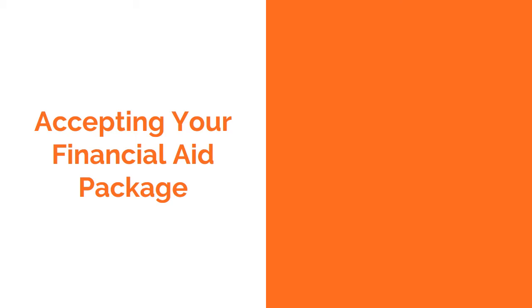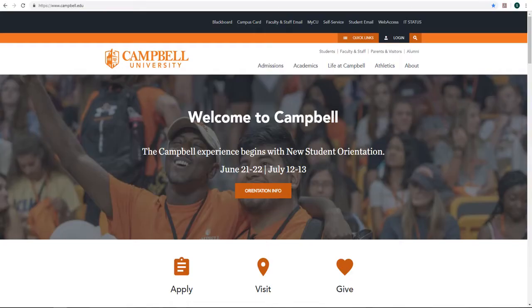We are going to demonstrate how students can view and accept their financial aid awards if they have been awarded financial aid. The first step that you will need to do is to go to www.campbell.edu. You will then look to the top right-hand corner of the screen and select Login. Once the different options appear, you will select Self-Service.